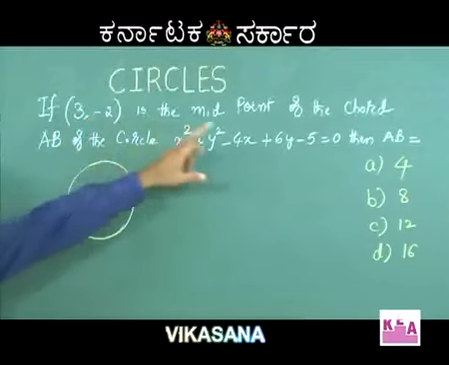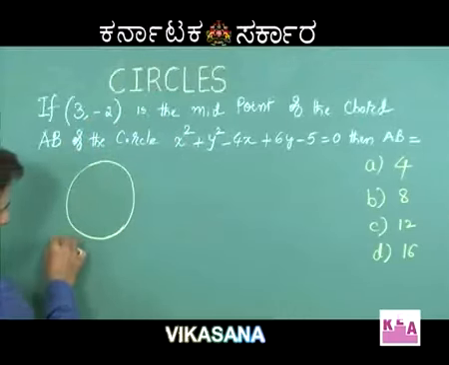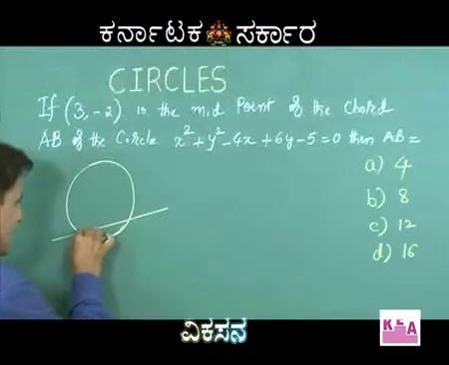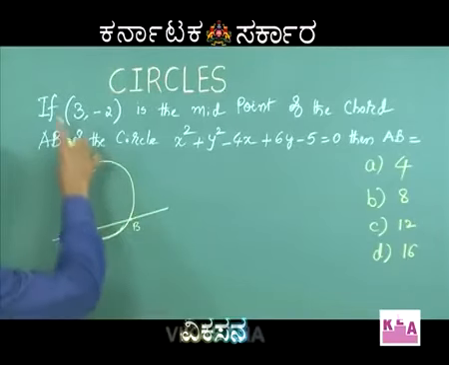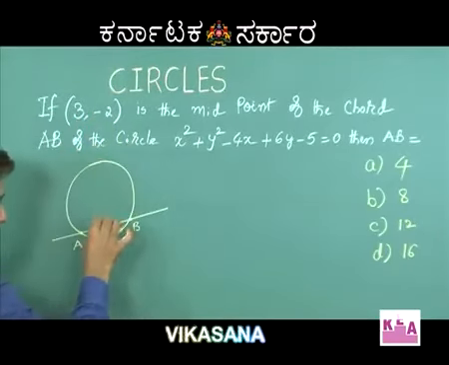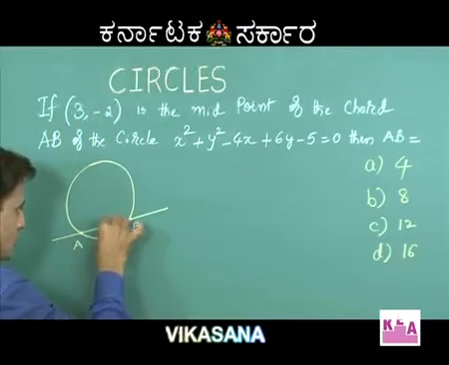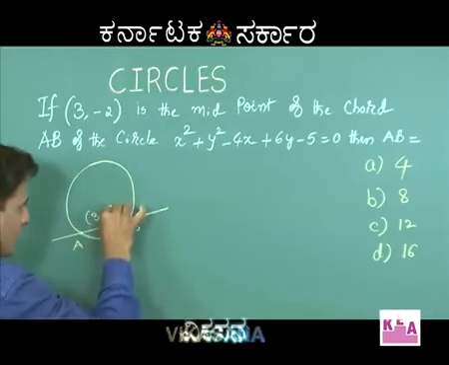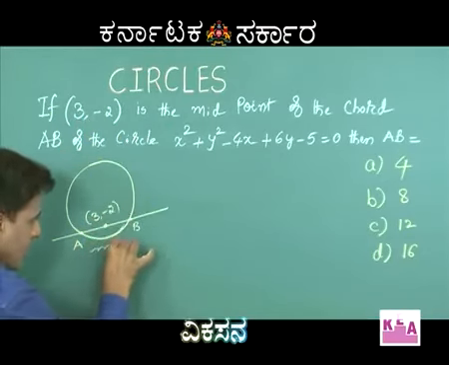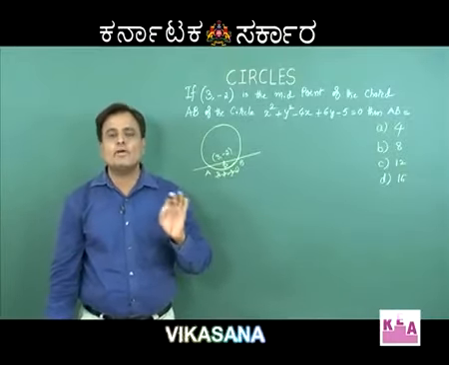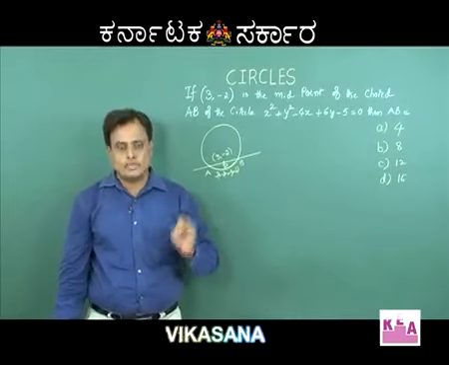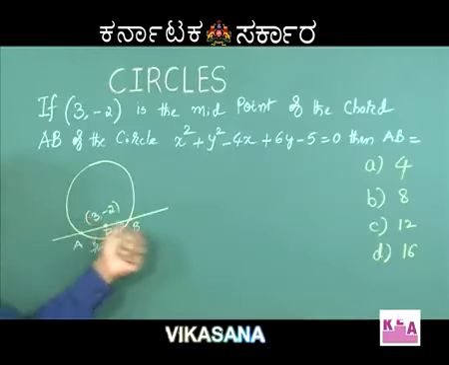(3, 2) is the chord AB, and (3, -2) is the midpoint of the chord. We have to find AB. Now I am going to give you a simple, short technique to find the length of chord AB, or the distance between points A and B.